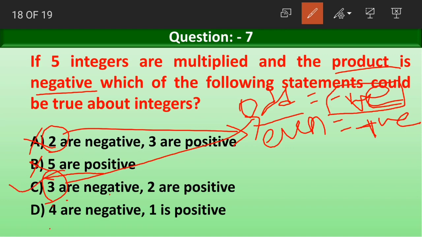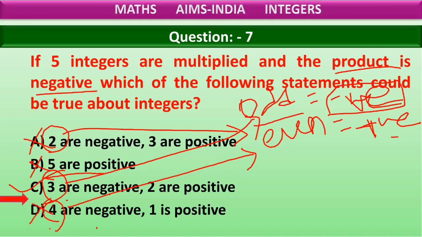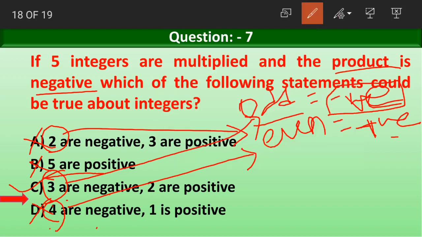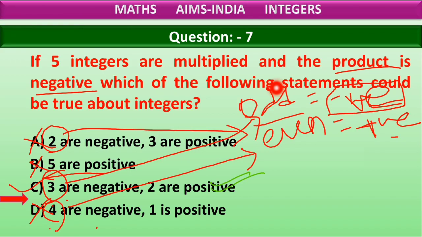Last option is 4 are negative. Again 4 is an even number, so the result will be positive. It is the wrong answer. Understood, children? Option C is the correct answer here. 3 integers are negative and 2 are positive. It could have also been 1 integer is negative and 4 are positive. 1 is also an odd number, right? So even 1 negative and 4 positive would also be a correct answer for the given question.